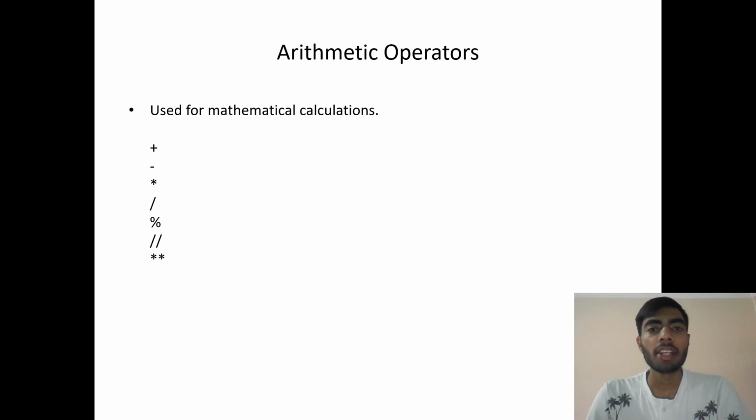Arithmetic operators are used for mathematical calculations. The plus operator adds two numbers. The minus operator subtracts one number from another. The multiplication operator multiplies two numbers. The division operator divides one number by another. The modulus operator returns the remainder after division. The floor division operator divides two numbers and removes the decimal part. Finally, the exponent operator is used to calculate powers. These are the basic mathematical operators that you will use in almost every Python program.